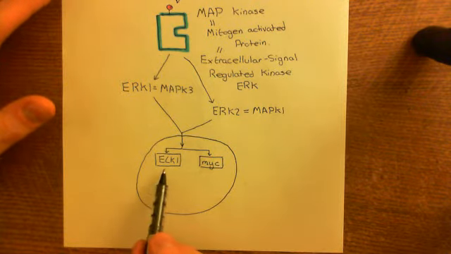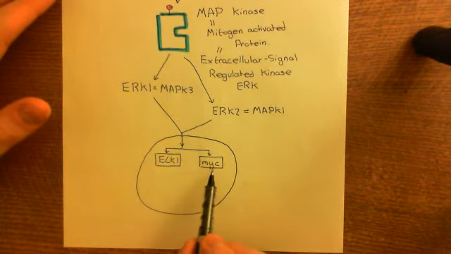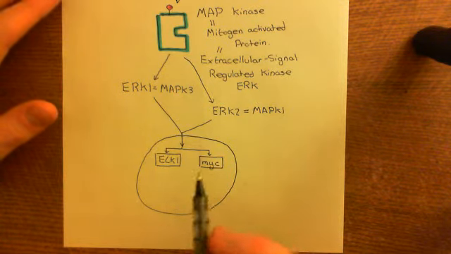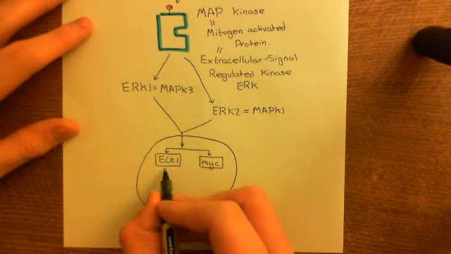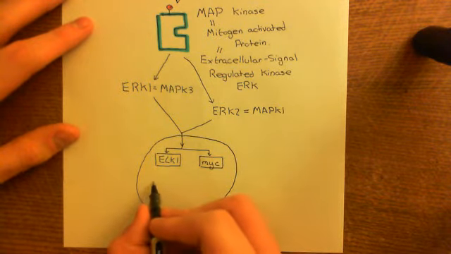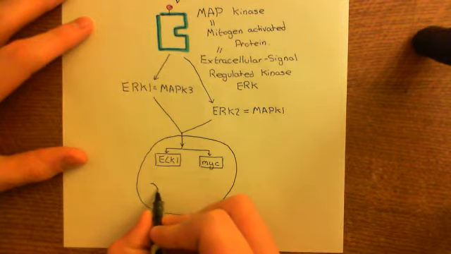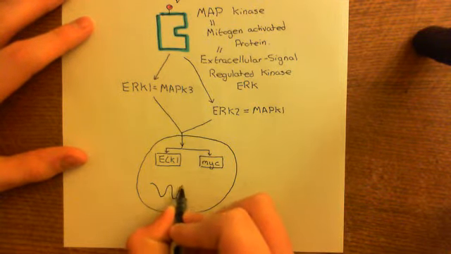Now we'll discuss ELK1 first, because it's going to have a less direct pathway than MYC, okay? So we'll start with ELK1. ELK1 is what's known as a transcription factor. So let me just explain what a transcription factor is, and this is going to be a very important concept for this topic.